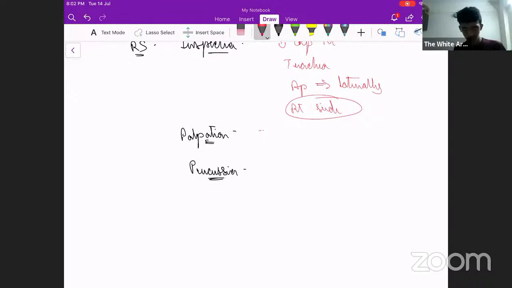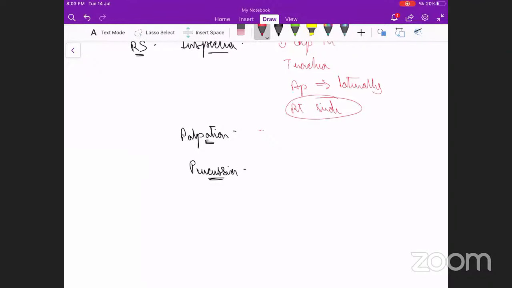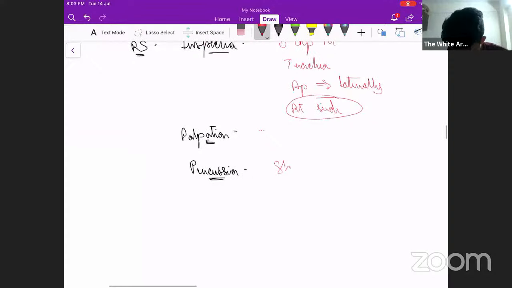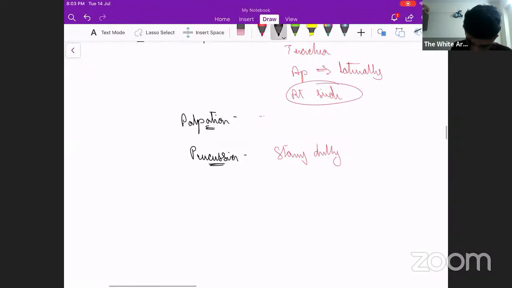Is it just a dull note? Even a consolidation can come with a dull note. Stony dull. Okay, you call it stony dullness. Fine. Stony dullness was present in the same region where tactile fremitus was reduced. Yes, sir. So next, what do you do?